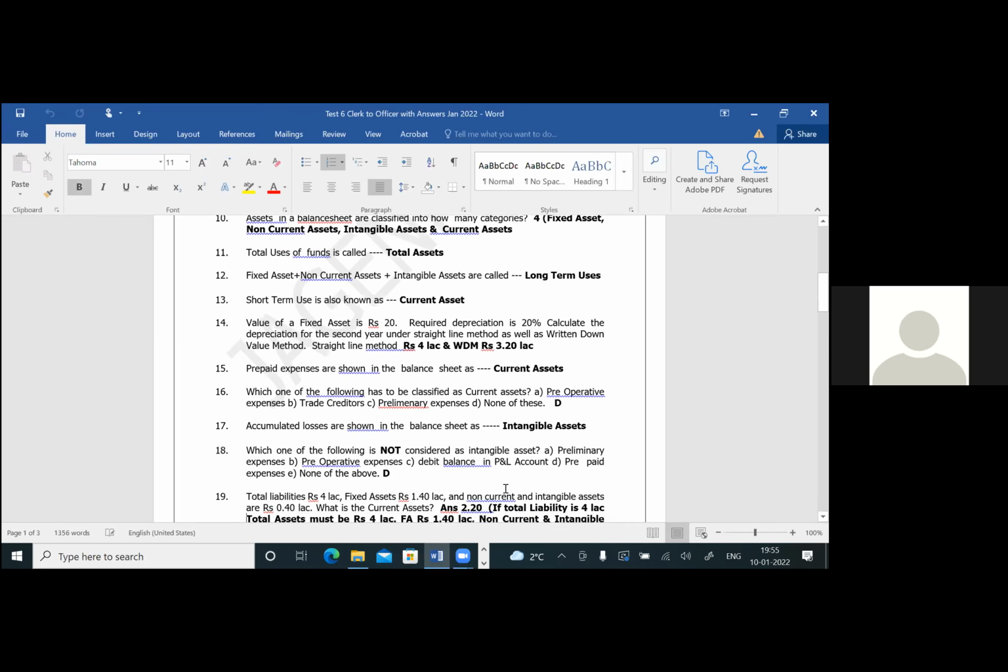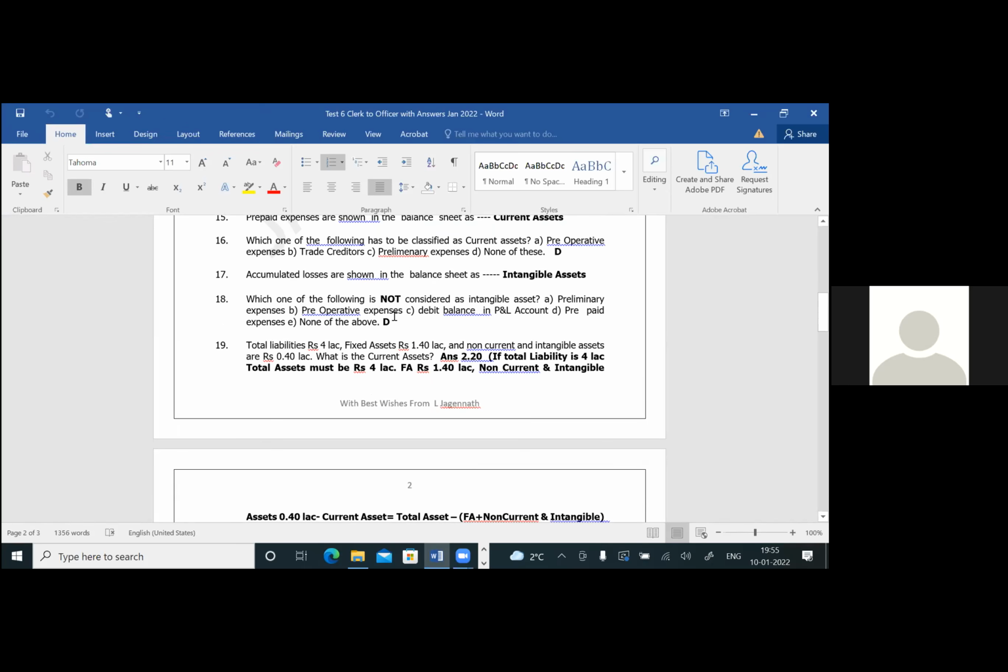Then question number 18. Which one of the following is not considered as intangible asset? You have to tell. Preliminary expenses, pre-operative expenses, debit balance in P&L account, prepaid expenses, none of these. You see, everything they're giving confusion to you. Preliminary expenses is an intangible asset. Pre-operative expenses, it is an intangible asset.